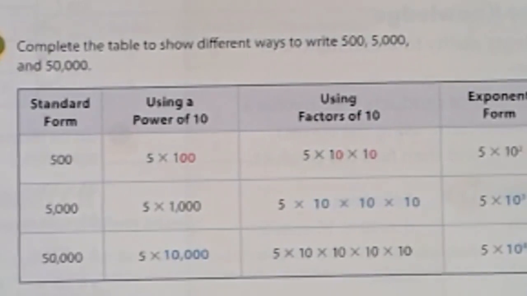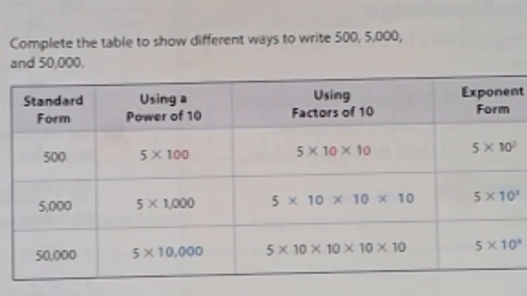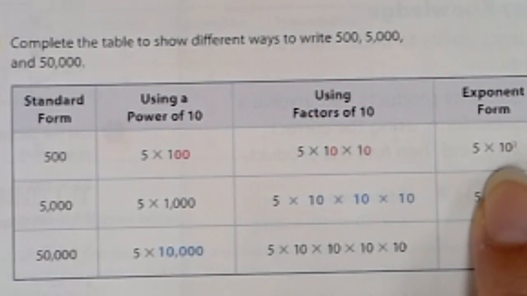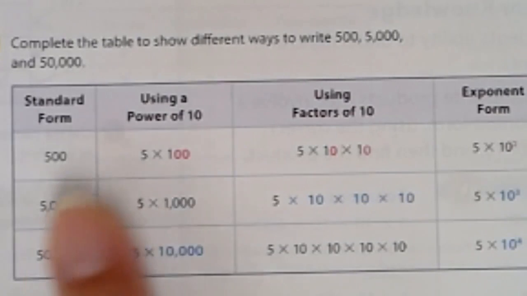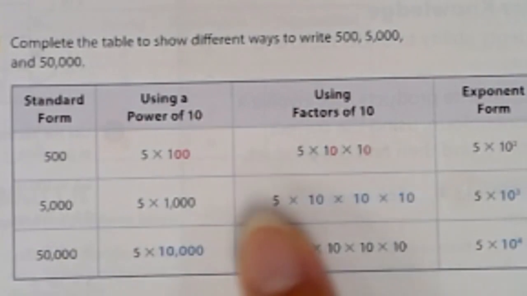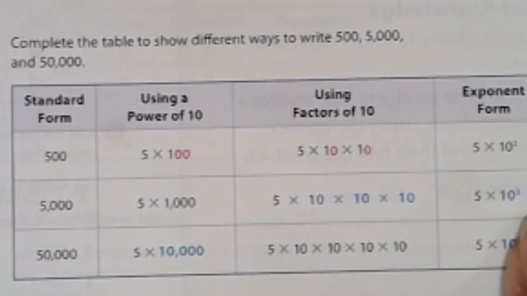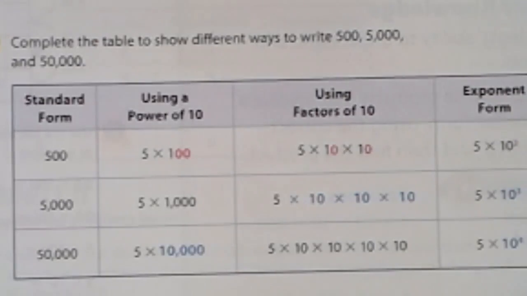500 is the same as 5 times 100, or 5 times 10 times 10, which is 5 times 10 to the second. 5,000 is the same as 5 times 1,000, or 5 times 10 times 10 times 10, or 5 times 10 to the third. 50,000 is the same as 5 times 10,000, or 5 times 10 times 10 times 10 times 10, or 5 times 10 to the fourth.